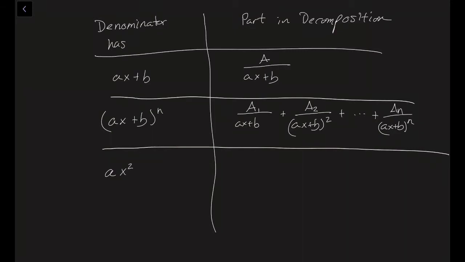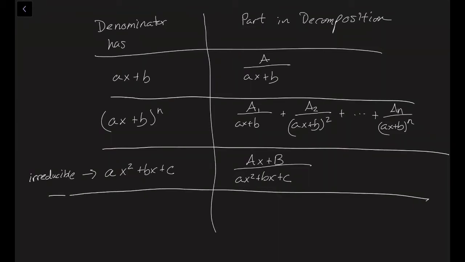Now, if we have a quadratic, we said that the numerator has to be of a degree lower than it. So we're just going to have a linear term over our quadratic. Now, the important part is that this quadratic, we're just going to say it's irreducible. It doesn't necessarily have to be irreducible, but otherwise it's not going to be the simplest possible decomposition that we can work with. So we're just going to have that extra requirement that it's irreducible.